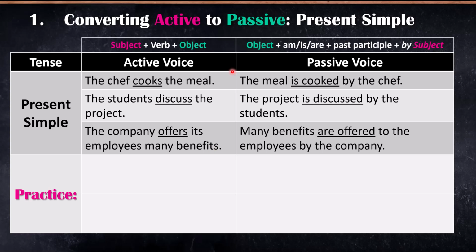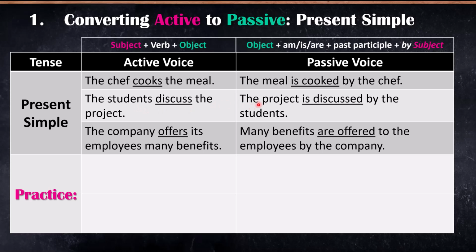And when converting to passive, we begin with the object plus am, is, or are, plus the past participle, and then by subject. So, in the first example, the chef cooks the meal. Now we have to begin the passive sentence with the object. So, the meal is cooked by the chef. Make sure to follow correct subject-verb agreement with the form of to be before the past participle. The meal is singular, so we use a singular verb.